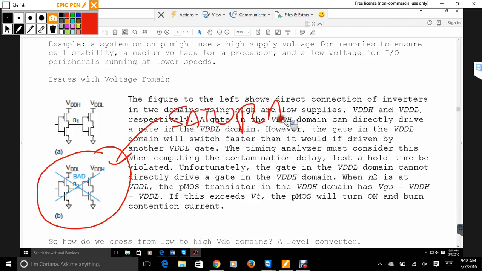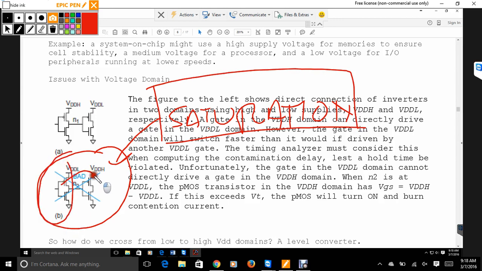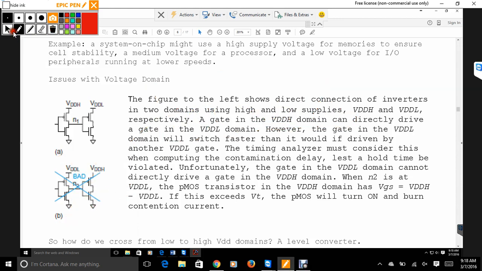So a good interview exam type question is, justify physically why a voltage domain of a lower voltage cannot drive a voltage domain of a higher range. And so you would go in that step that I just came up with there.